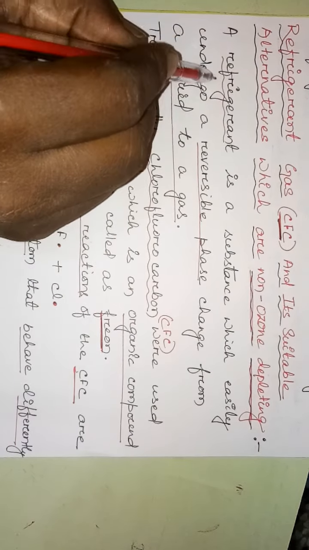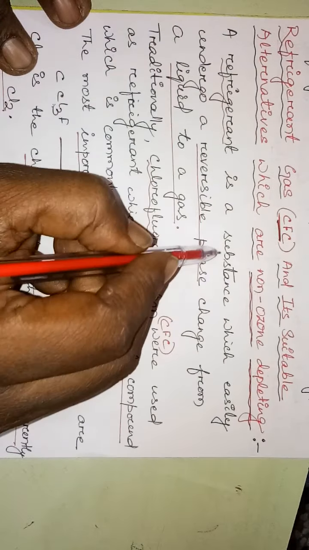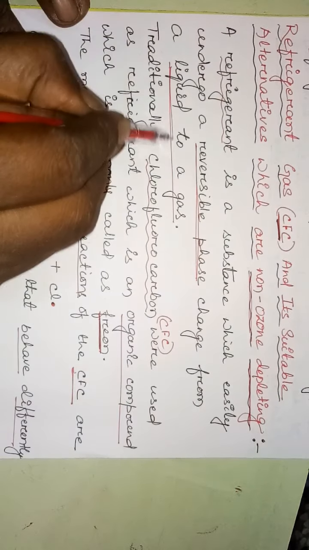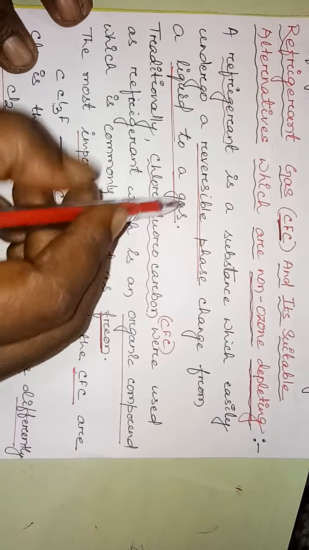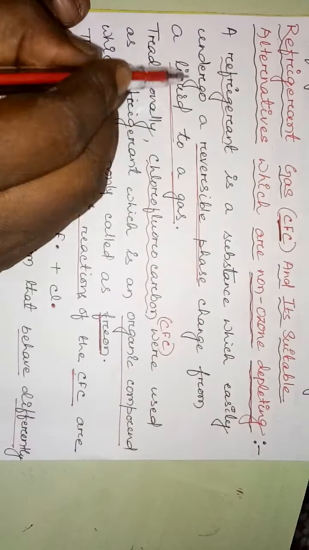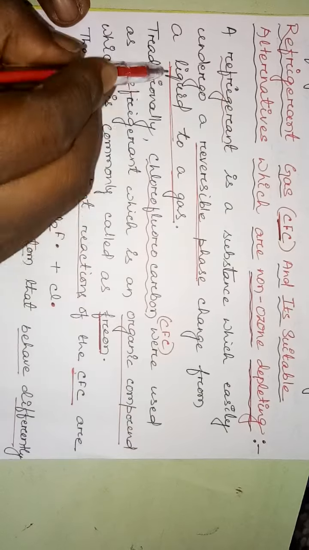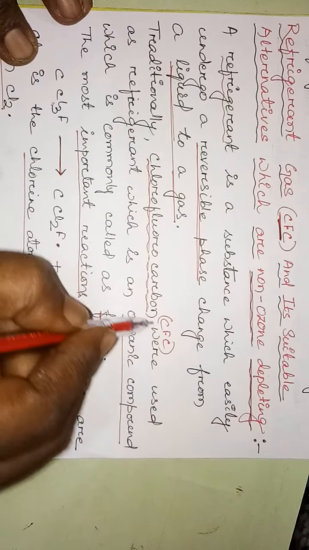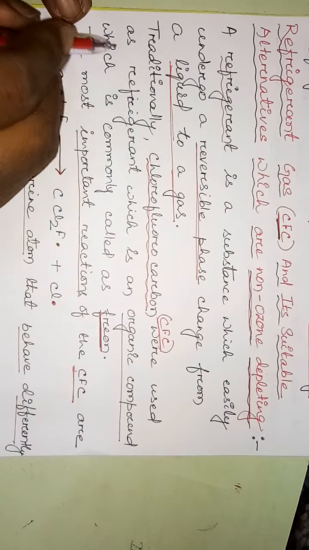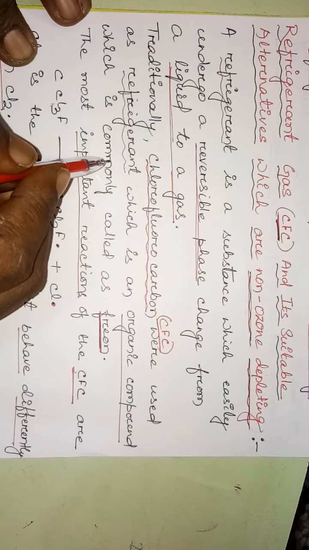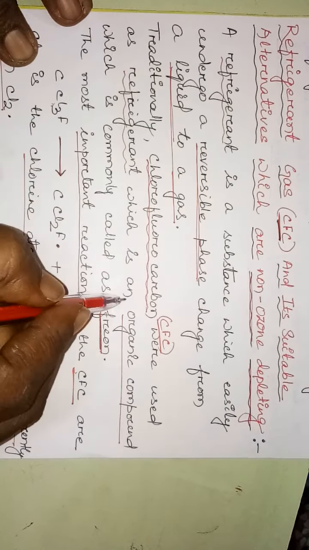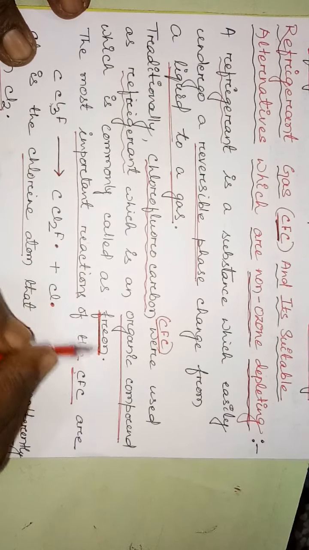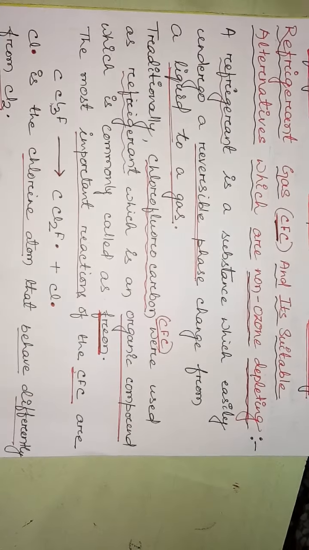So what is a refrigerant? A refrigerant is a substance which easily undergoes a reversible phase change from a liquid to a gas. Traditionally, chlorofluorocarbon, commonly called CFC, was used as a refrigerant in ice plants and cold storages. It is an organic compound commonly named freon.